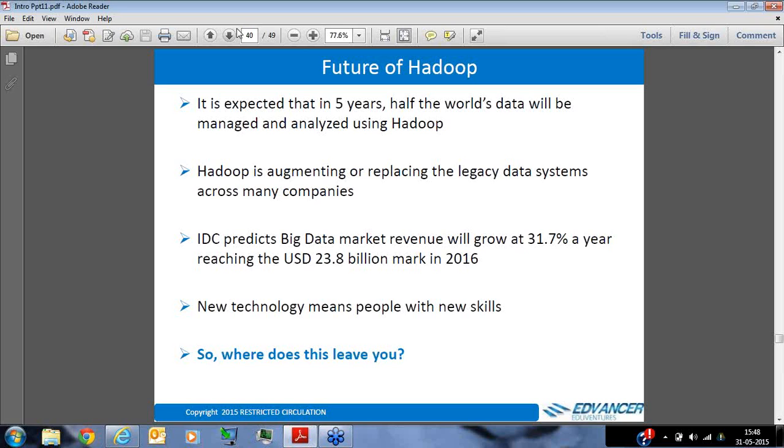The International Data Corporation predicts that the big data market revenue will grow at 32% a year, reaching $24 billion by 2016, which is next year. All this is new technology which has come up over the last 3 to 4 years. It means that people like you need to upskill yourselves with newer skills. Hadoop is going to soon take over the world in terms of data management and data processing, and hence a lot of you will need to upskill yourself if you want to work in this fast growing industry and prosper from it. So where does this leave you?